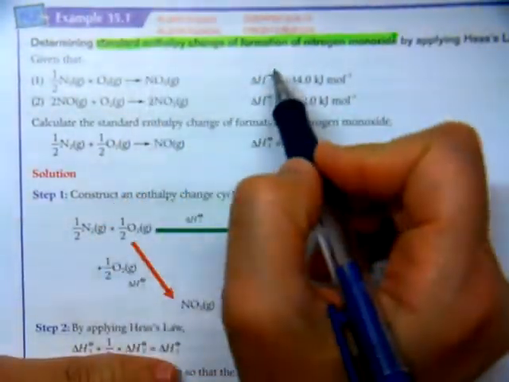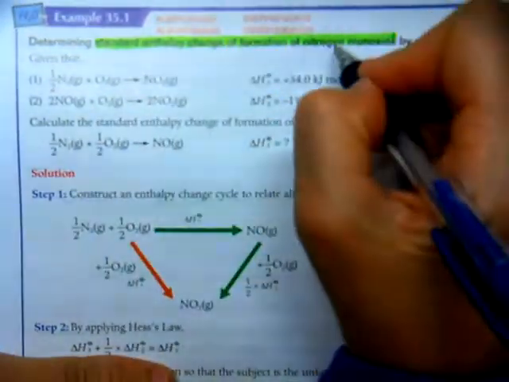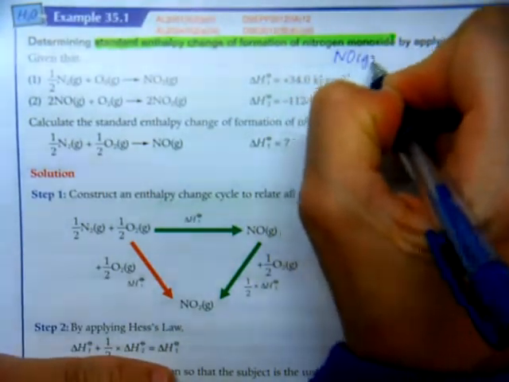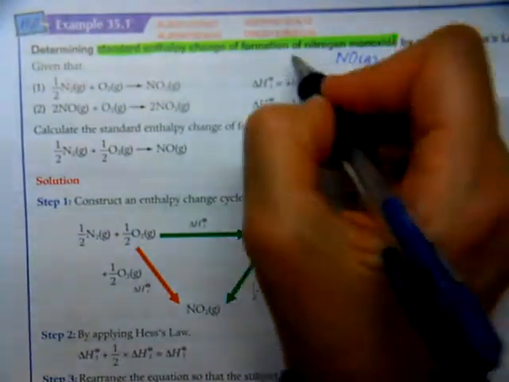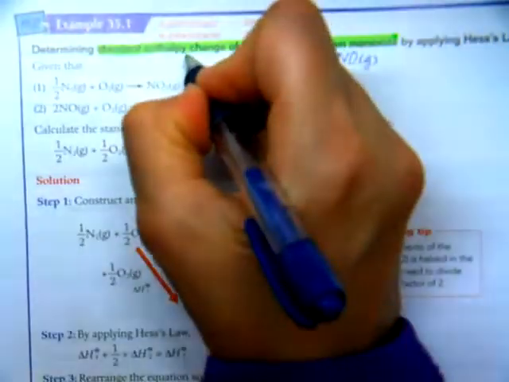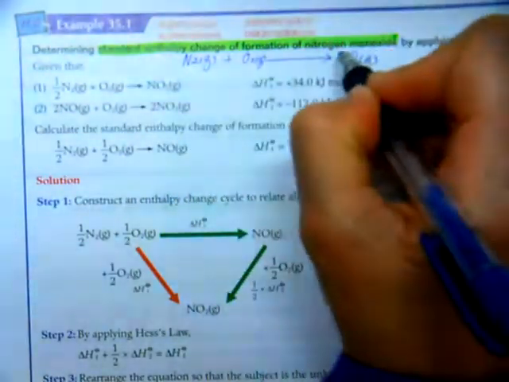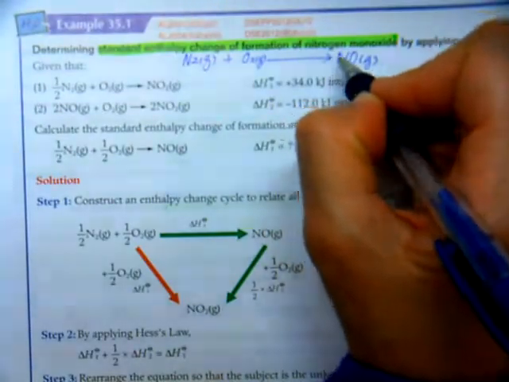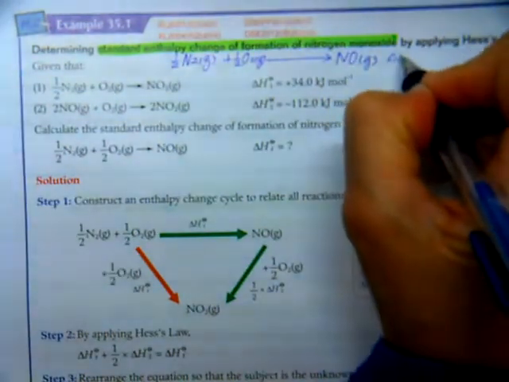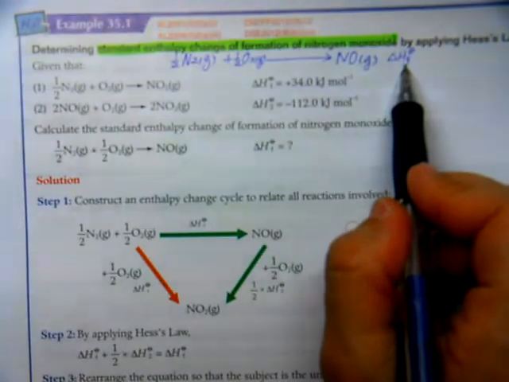After that, refer to the target reaction. Change the term into an equation. Formation of nitrogen monoxide: nitrogen monoxide should be written on the product side. Its elements are N2 and O2. Bear in mind, keep this coefficient 1, so half and half. This is our target. We need to work out this value.